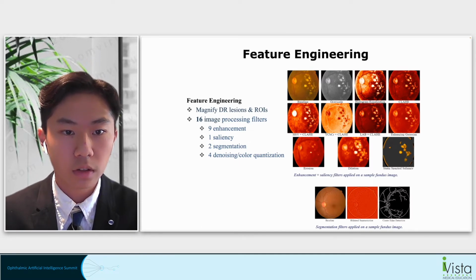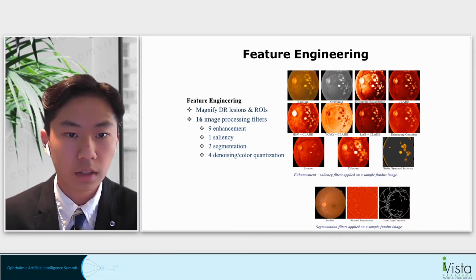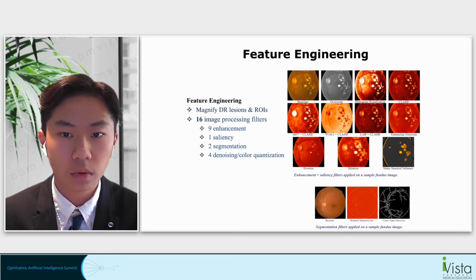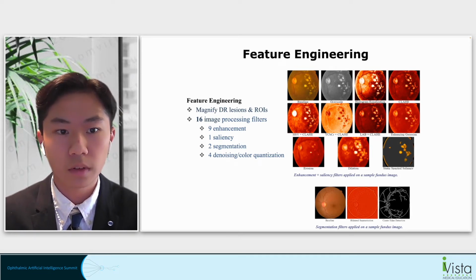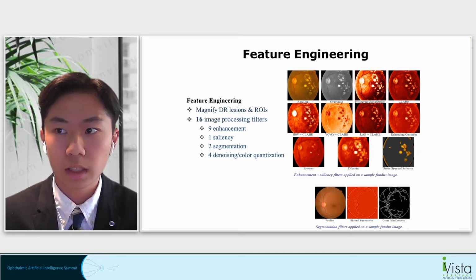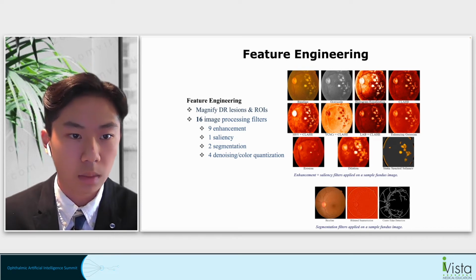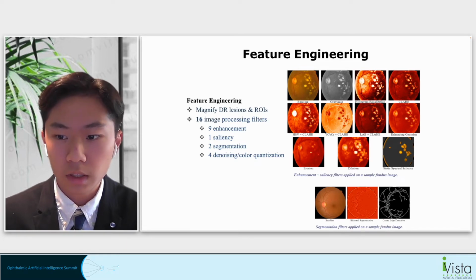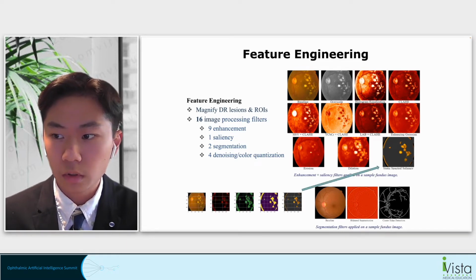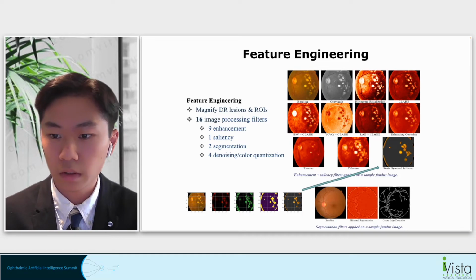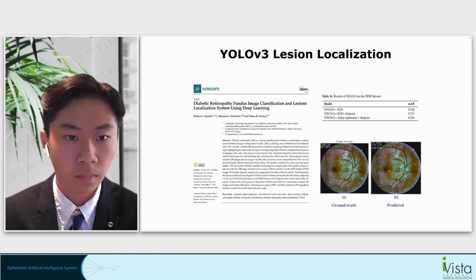And for feature engineering, I derived 16 different image processing filters to enhance important image features within a patient's fundus scan, such that they were easier to detect by my computer models. 9 of these image processing filters were the first to be used in DR. And the filters are seen on the right, with the saliency procedure used to calculate the last map right there.